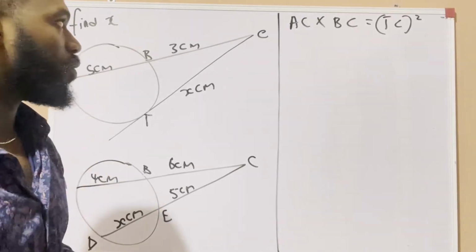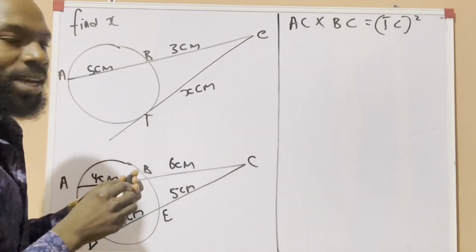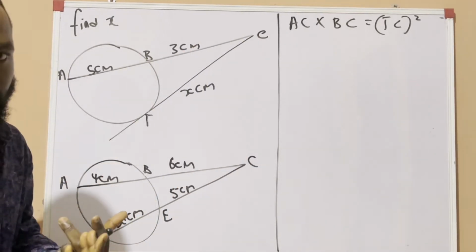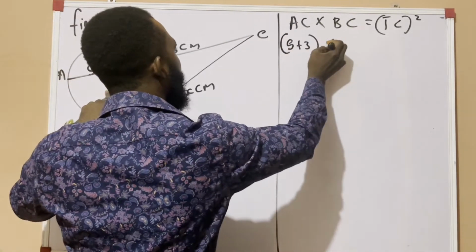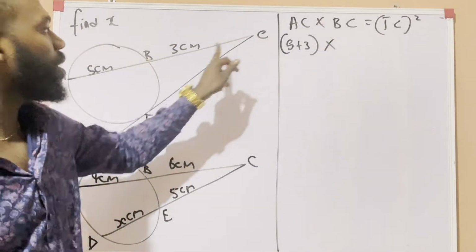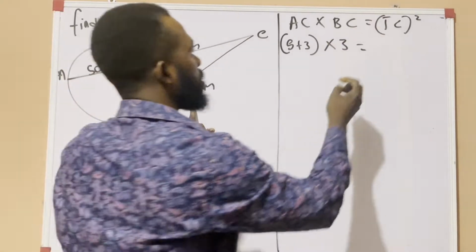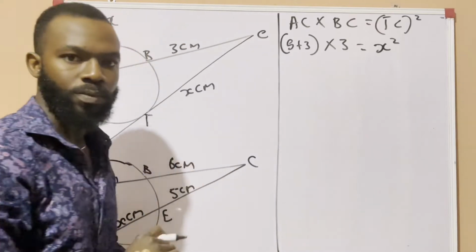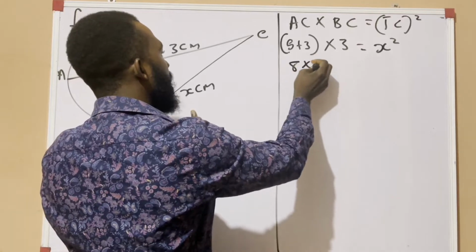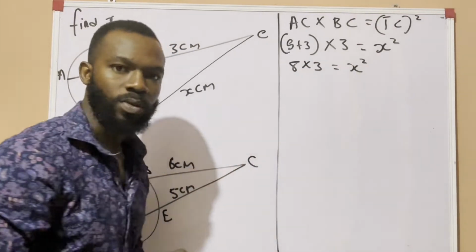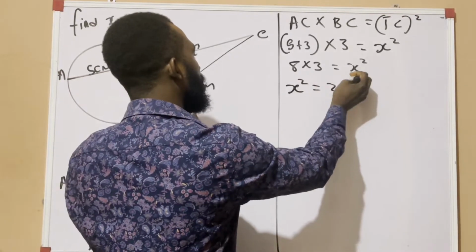Now let us substitute their values. When you say AC, it means the total chord, and the total chord comprises 5 and 3. So we are going to add it together. Here it becomes 5 plus 3 times BC. BC is 3 alone. Times 3 equals TC, which is x, raised to the power of 2. Now 5 plus 3 gives us 8. So we have 8 times 3 equal to x squared. And of course, 8 times 3 gives us 24. So we have x squared is equal to 24.